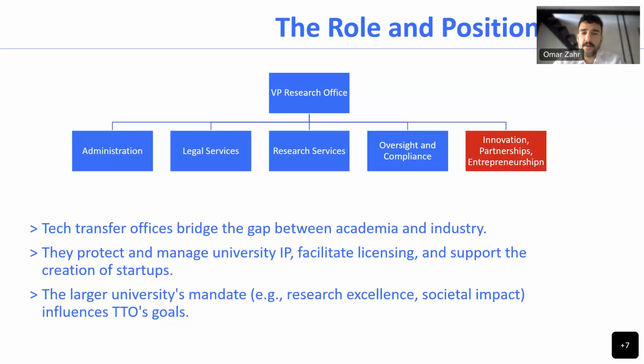Now, the hierarchy that you're going to see here is perhaps the most common organizational hierarchy for where a TTO is located. You'll see it as the red box there. Typically, in most universities, it sits beneath the VP Research's office, which means that it sits in a sub hierarchy to the research goals of the university.